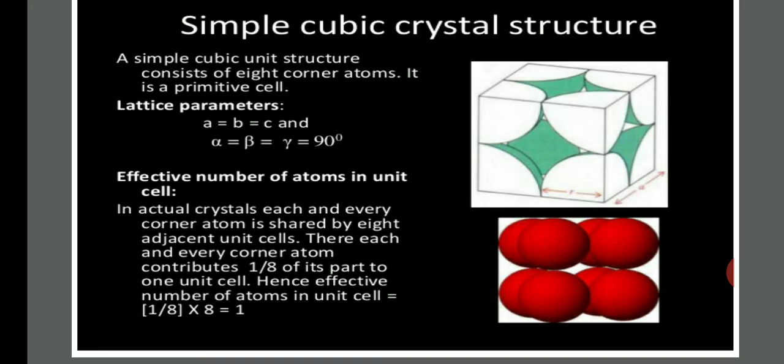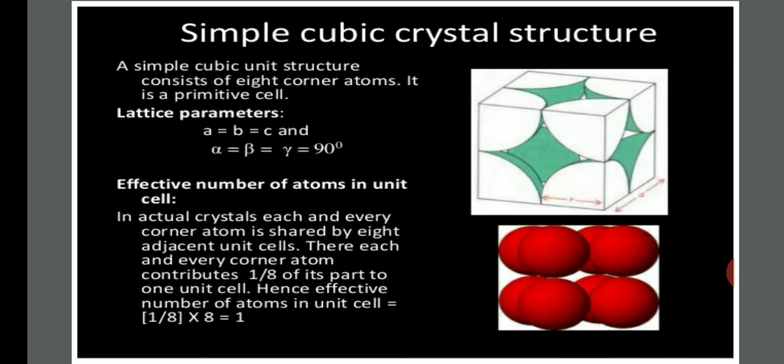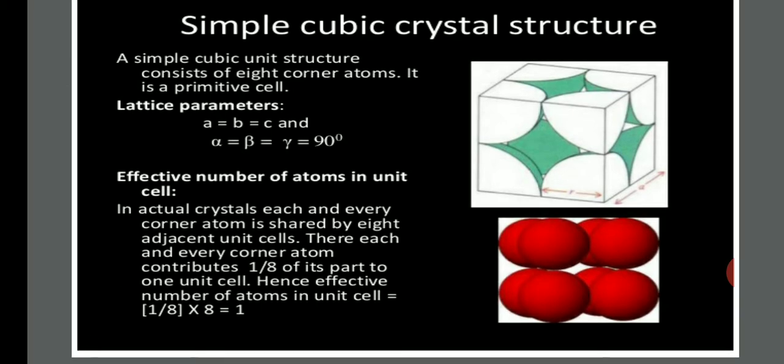Now, effective number of atoms in a unit cell. In actual crystals, each and every corner atom is shared by 8 adjacent unit cells, and each corner atom contributes 1 by 8 of its part to one unit cell. Hence, the effective number of atoms in a unit cell is 1 by 8 into 8, that is, the number of atoms per unit cell in simple cubic structure is only 1.